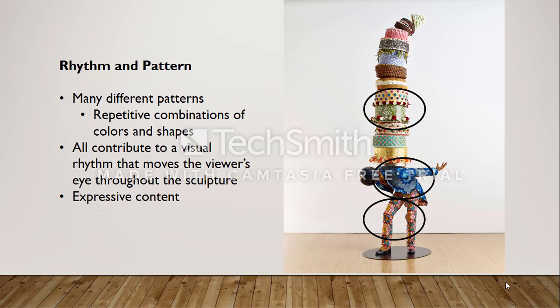Clearly, the sculpture contains a wide variety of patterns, from the pants to the jacket to the individual patterns of the cakes. Initially, this may appear jarring to the eye. However, they all appear to contribute to a visual rhythm that moves the viewer's eye throughout the sculpture. Also consider how this rhythm contributes to the overall expressive content of the work. Does it heighten the feeling of impending chaos? Imagine what those patterns would disintegrate into once this tower of cakes collapses.